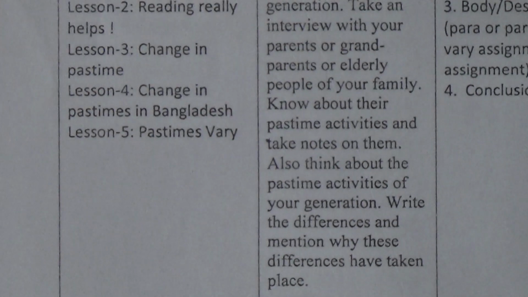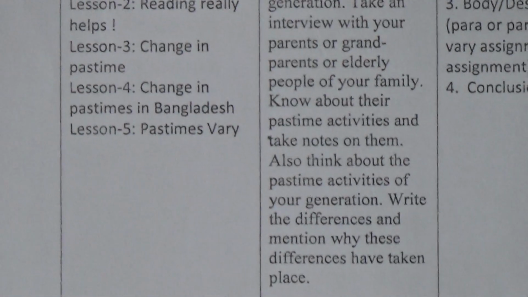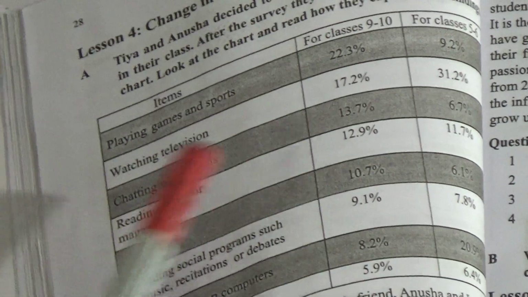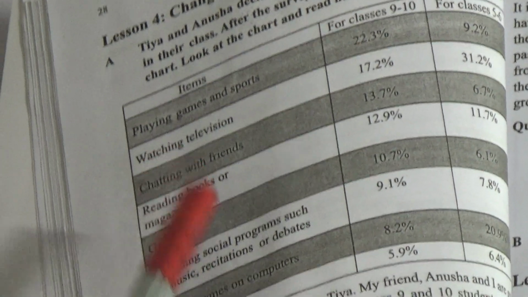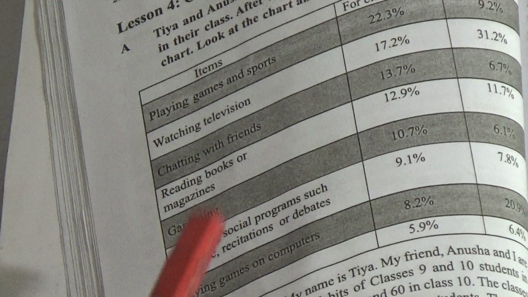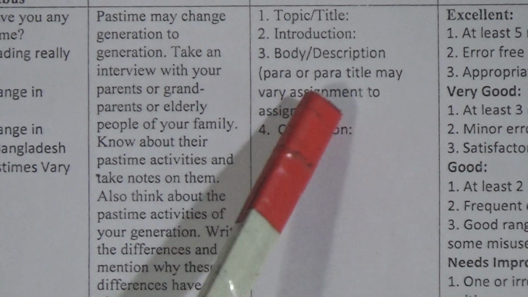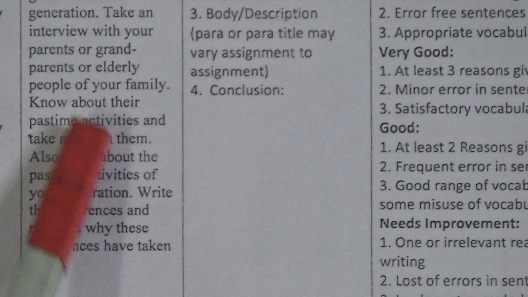Now students, please take your textbook, Unit 2. Please open Lesson 4. You can see Change in pastimes in Bangladesh. If you read this text, you will get more information about pastimes. In earlier times, people used to play games and sports, watch television, chat with friends, read books or magazines, do gardening, attend social programs such as music, recreations or debates, and play games on computers. And old people, that means the generation of our parents or our grandparents, used to pass their time in gardening and attending social programs. They used to hear music and chat with family, friends and neighbors.